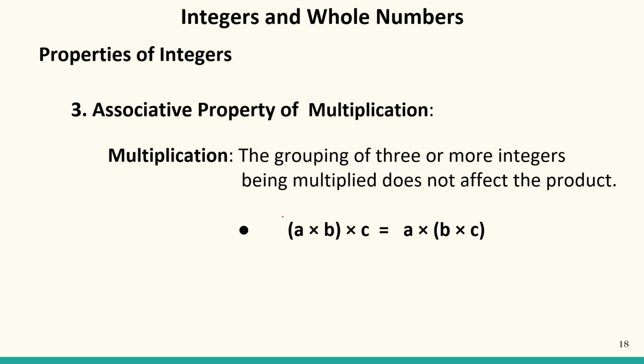Let's see the multiplication part for the associative property. Just like that, 3 into 4 into 2, what is it equal to? 3 into 4 is equal to 12, into 2 is equal to 24. Let's see whether the other grouping is equal to 24 or not. 3 into 4 into 2 is equal to 3 into 8, which is equal to 24. So we can see that these two are the same. So the associative property of multiplication holds.